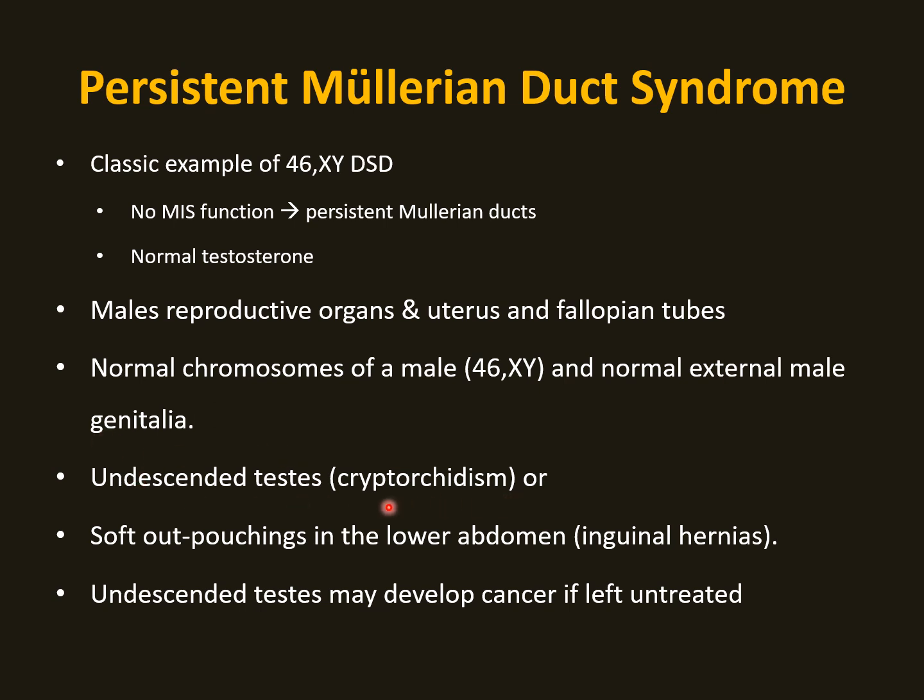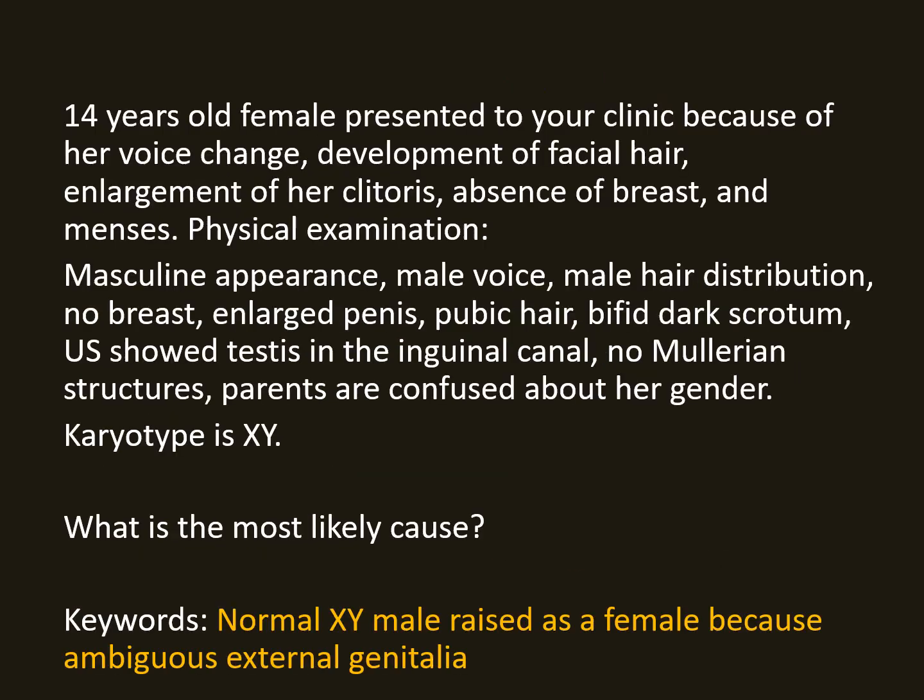This is a common presentation, or cryptorchidism. Also, they may present with inguinal hernia as well. And undescended testes, if left untreated, may develop cancer. So usually most of the time they discover the fallopian and uterus when they correct the undescended testes or the inguinal hernia, or both. This is another case.